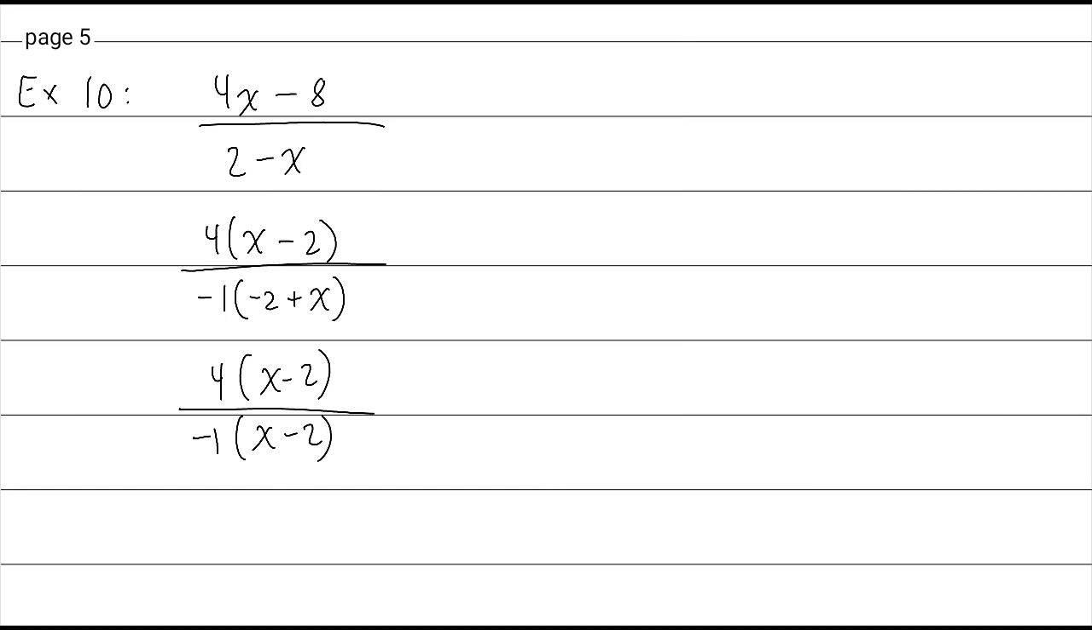I can write it again to make it a little bit more obvious. And then you can see they clearly cancel out to leave me with 4 over negative 1, which is just a negative 4. Negative 4. Okay, so anytime you see something like this, which is very close to this, and you want to cancel it out, but you realize all your signs are backwards, just factor out a negative 1. It'll force the signs to match up so you can cancel it out.